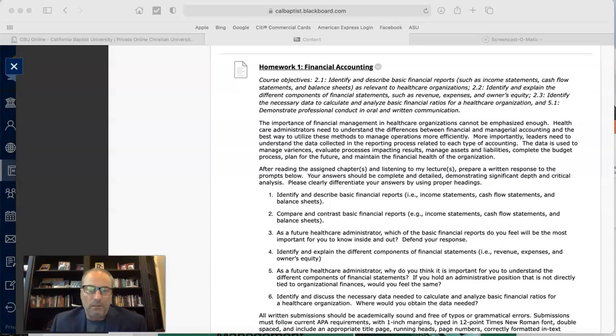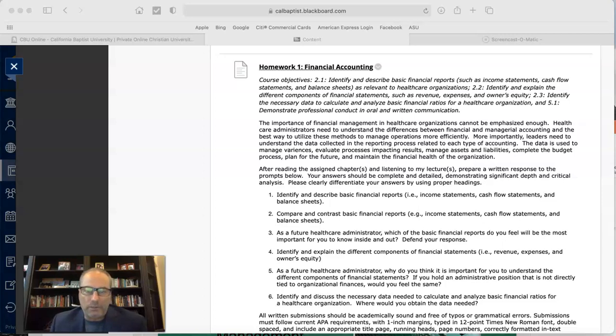What is it? Question number 2 is comparing and contrasting these basic financial reports. So what is the difference between an income statement, a cash flow statement, a balance sheet? Compare and contrast each of those, and why they are important.